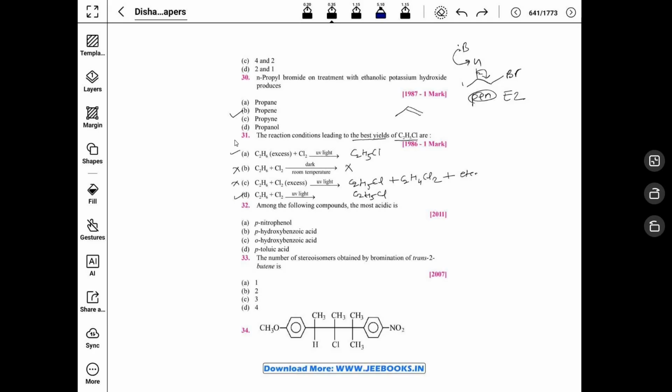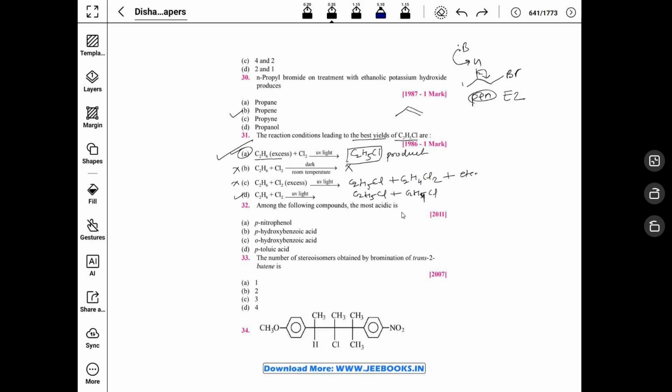So in case of A, the reactant is in excess amount. This excess amount of reactant will avoid overchlorination, and then you will have more amount of the product, but in the other case you can have mono and dichlorination also. Therefore the best yield of the desired product will be in case of A. Hence the correct answer is A.